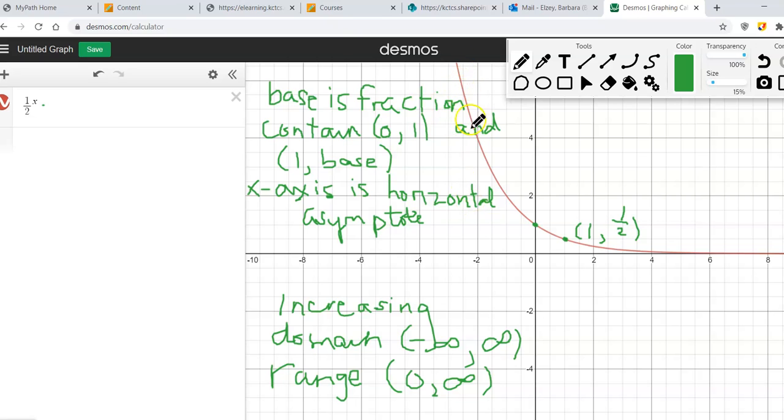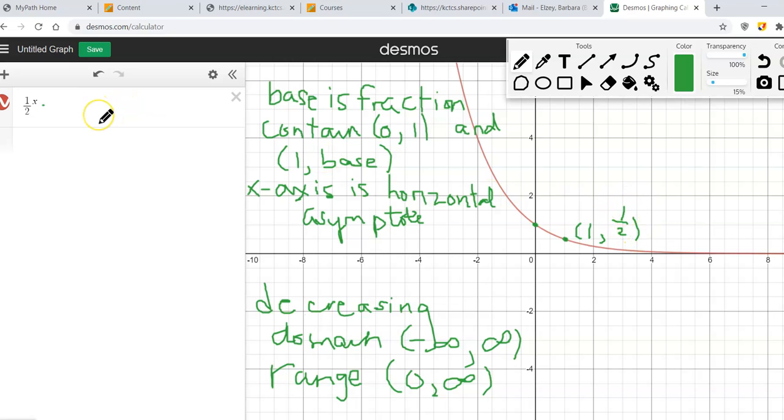But this graph, if we have a fraction, is not increasing, it's decreasing. So I'm going to change this to decreasing. So if we have a fraction for our base, the graph is decreasing. The domain is still negative infinity to positive infinity, and the range is still 0 to infinity. All right, so this is important. If we have a fraction for our base, we're going to draw a decreasing graph that goes through 0, 1, and 1 and whatever that fractional base is.